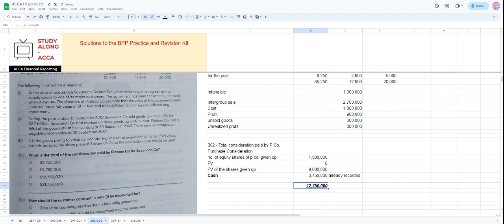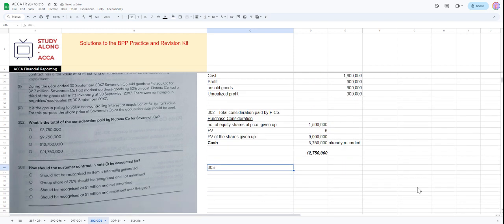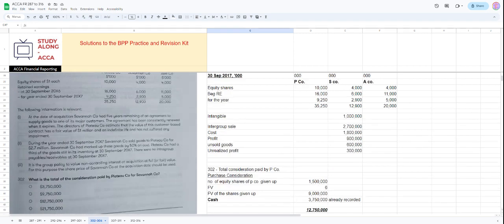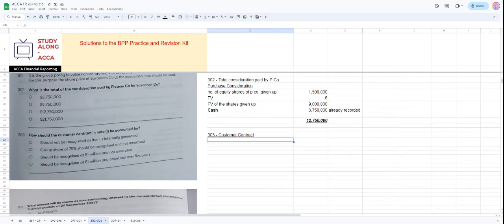Okay. Third one. What are they asking in 303? How should the customer contract in note 1 be accounted for? So the intangible they are saying, the customer contract. Should not be recognized. No, no, it will be. It is internally generated, the customer thing that they talked about. So it was internally generated, but it was internally generated for S company, and P company acquired it. So it's acquired for P company, not internally generated. So first one is incorrect.